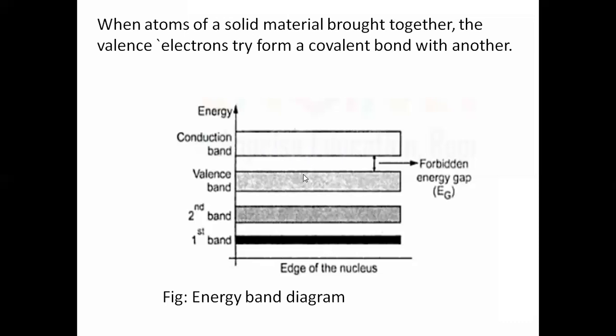Once the electrons move from the valence band to the conduction band due to some external energy, in terms of thermal energy or light energy, or some excitation, the electrons are moved from the valence band to the conduction band. Once the electrons move into the conduction band, they are free from the attraction force of the nucleus, so they can move freely.